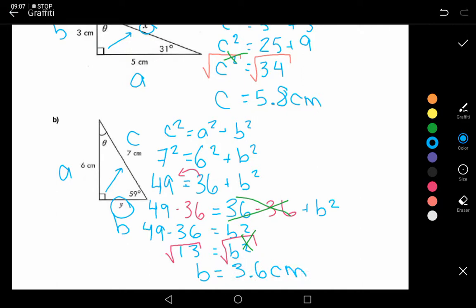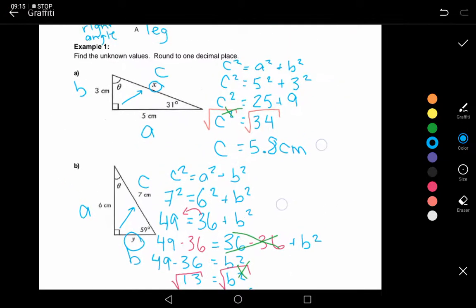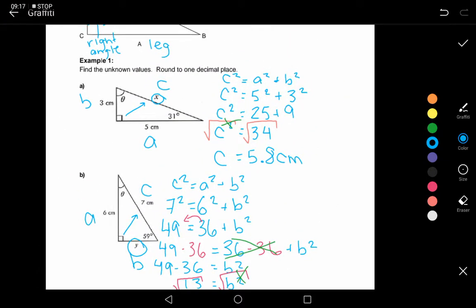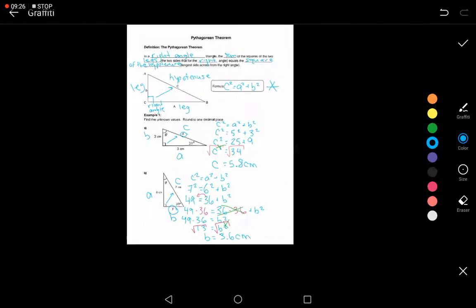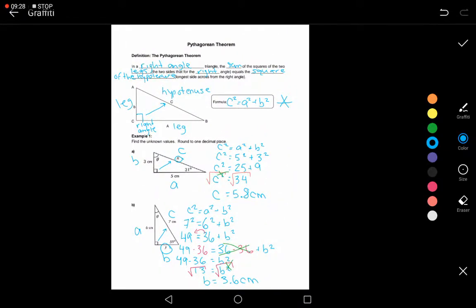So the only reason this one is a little bit trickier is because we have to do some rearranging, whereas the first example here, we already had C all by itself, or isolated, so we didn't have to do that rearranging. Okay, so this is lesson 2 for review on the Pythagorean theorem.